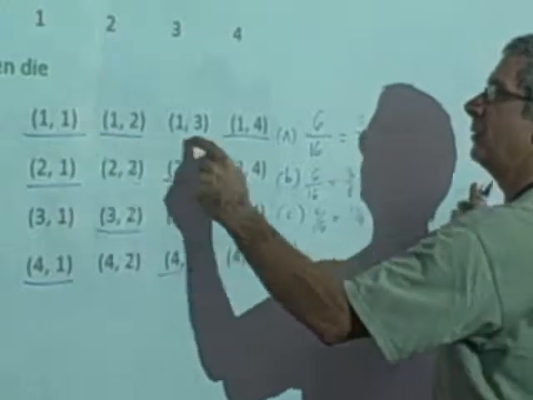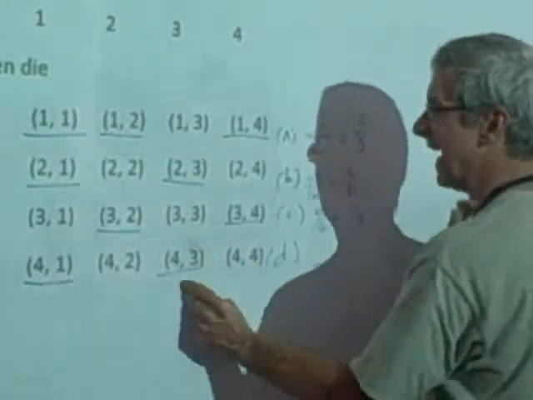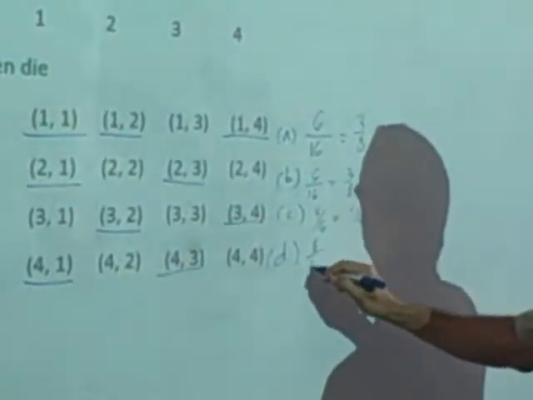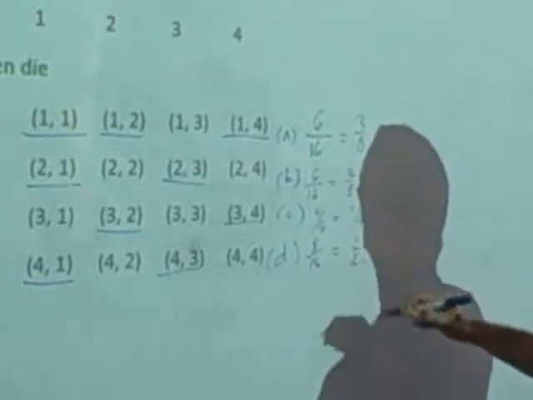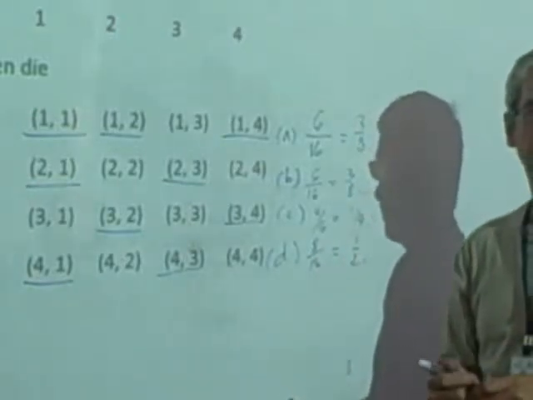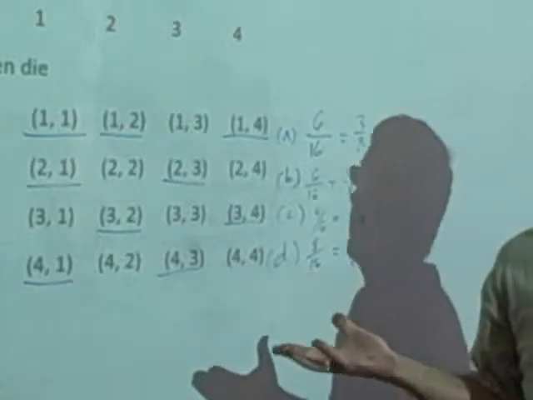Count them up. 1, 2, 3, 4, 5, 6, 7, 8. 8 out of 16, that's 1/2. Half of the outcomes involve the sum of a prime number. Okay, so this is the outcome space.